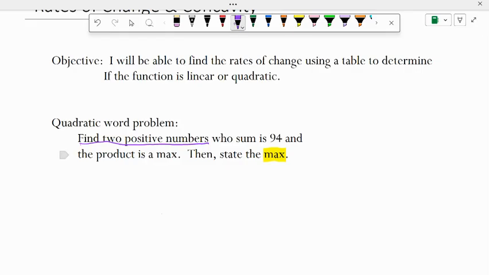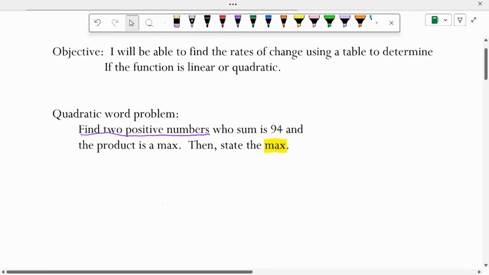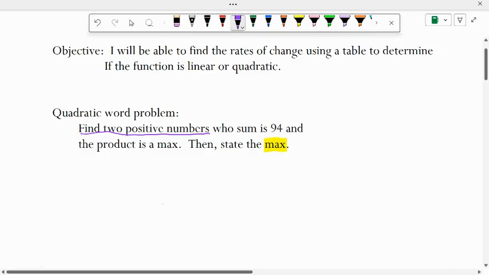So we want to find two positive numbers whose sum is 94. And the product of those two numbers that add to make 94 would be a maximum product, because there are an infinite number of combinations of numbers that we could add together to make 94, but only one of those combinations of two numbers would have a maximum product. So whenever we're doing a word problem and we're going from words to mathematics, we need to define the variables that we are going to be using.